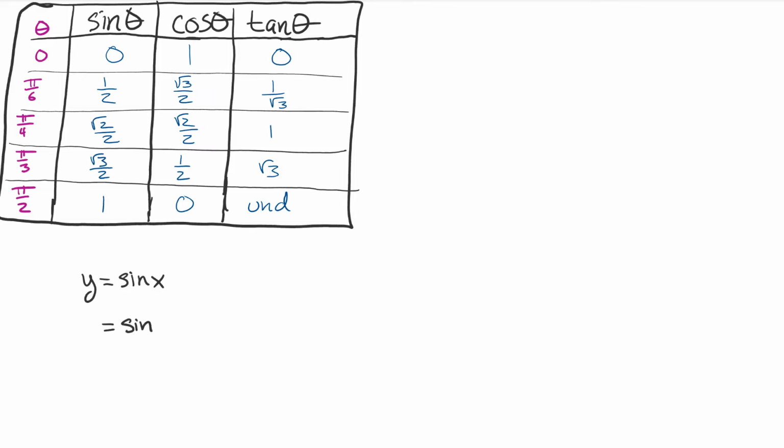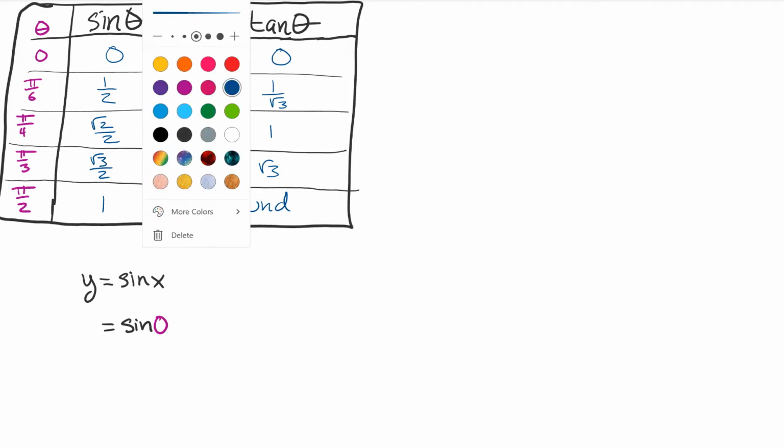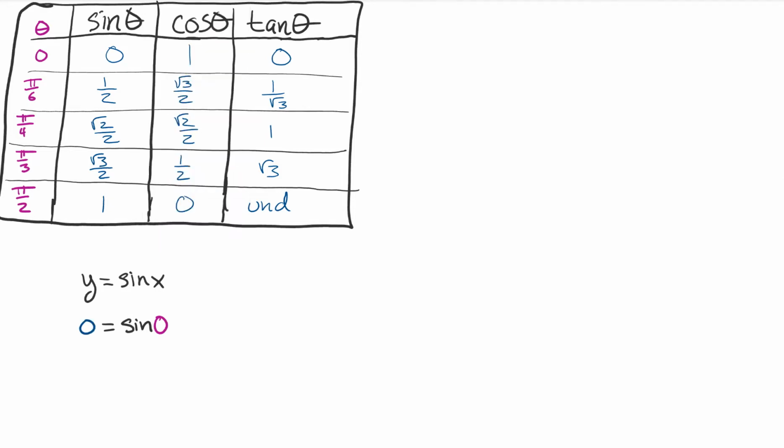Sine of, and let's put in 0. So sine of 0 is equal to, what's that equal to? 0. Cool. We'll just do a few of these. So what's sine of pi over 6? You get 1/2. Right? We know this. This is just a review. We're just making sure we got it. Sine of pi over 4, that's equal to root 2 over 2.